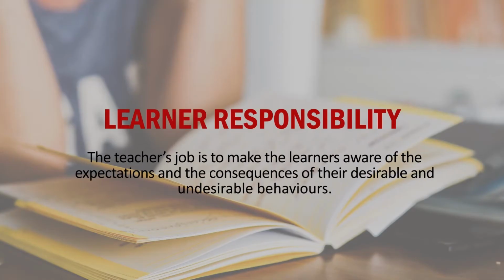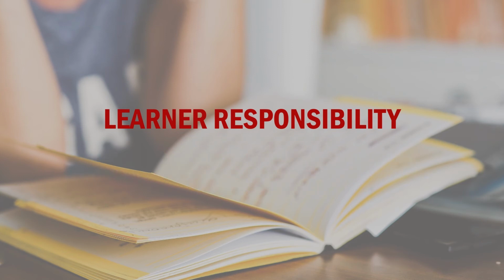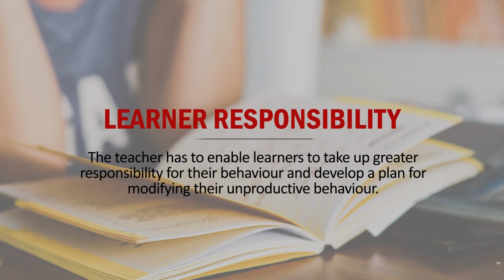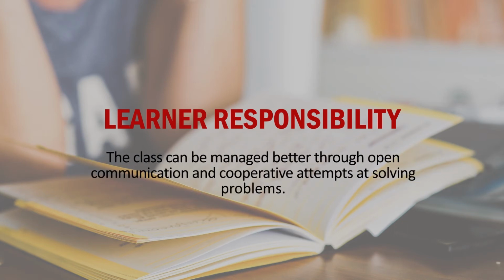If they show the desirable behavior, what will be the consequences, and if they are showing any undesirable behavior, what can be the consequences. So if you explain to them the consequences of both types of behavior, this brings self-discipline among the learners. You need to enable learners to take up more responsibility for their behavior and their learning, and you need to develop a plan for modifying their unproductive behavior. You can manage your class better through open communication, through cooperation, and through cooperative attempts at solving any problem.